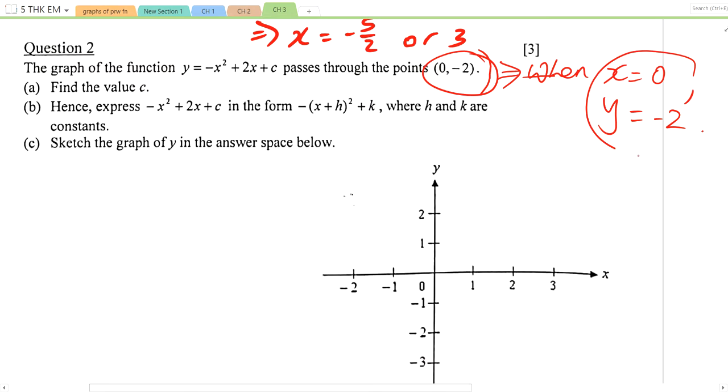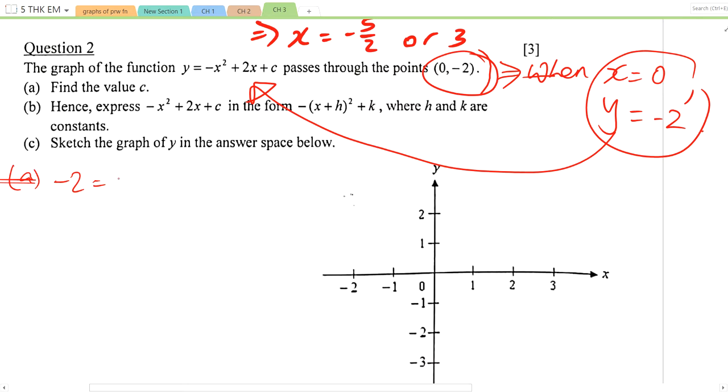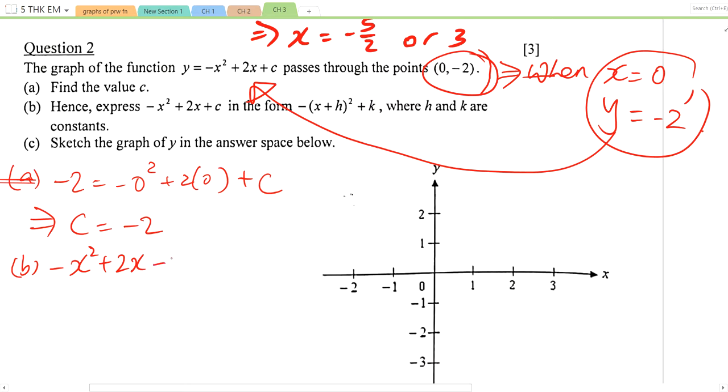I can substitute all these into the equation. Then I'll be left with one unknown, which is c. So substituting them in part A, I will get -2 equals -0 squared plus 2 times 0 plus c. Therefore, c must be -2. Done. Part B. Hence, express the function in the required form. So -x squared plus 2x plus c, now it becomes -2. Okay, I've replaced c with -2. In the form, this is known as the completed square form.